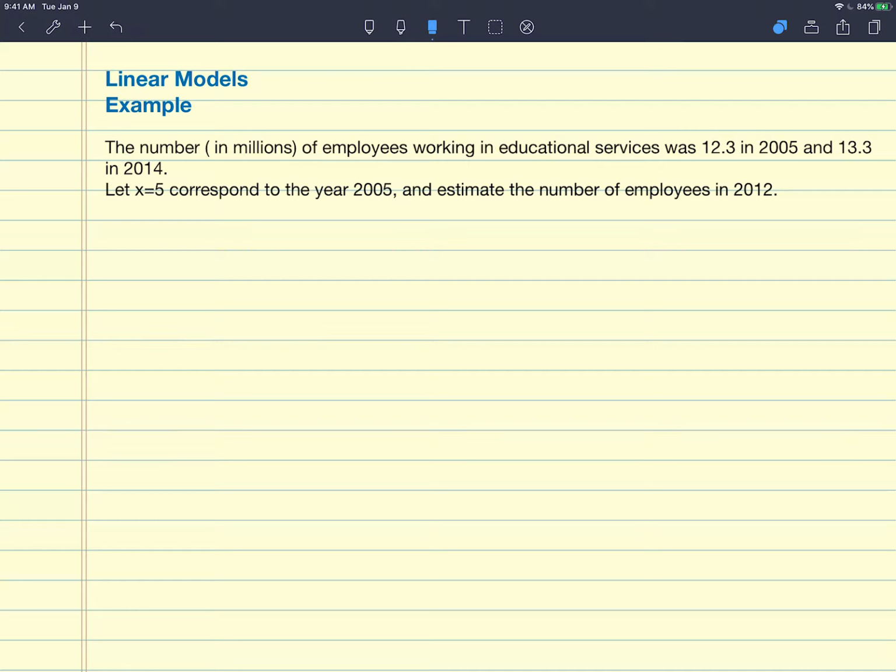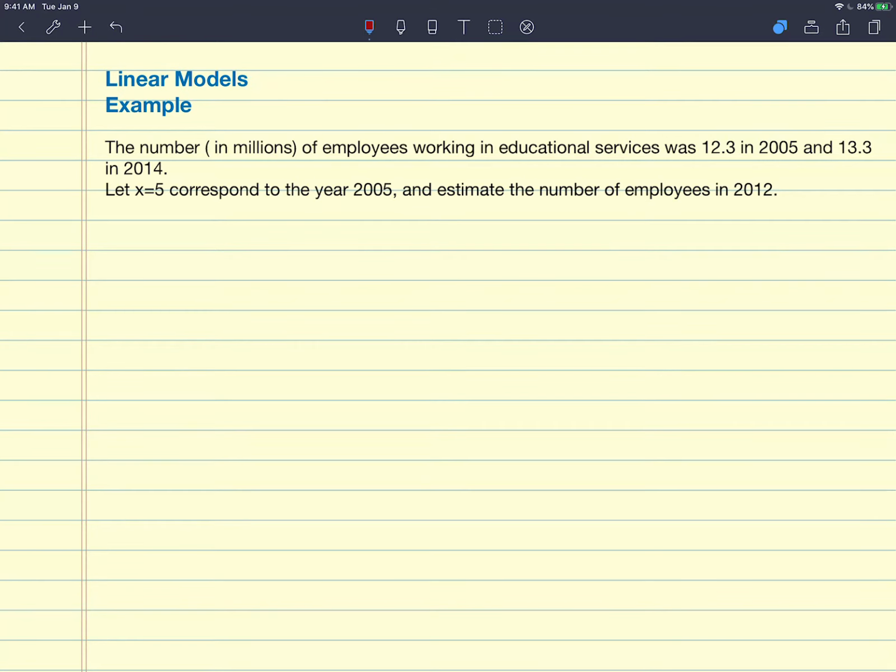Hi, so this video is to make a simple example about a linear model as in section 2.4 of our book. This is problem number 7 from section 2.3 of our book. So the idea is to find the equation of a line and use it to find the value of the model in a different year. So it's a very simple task.